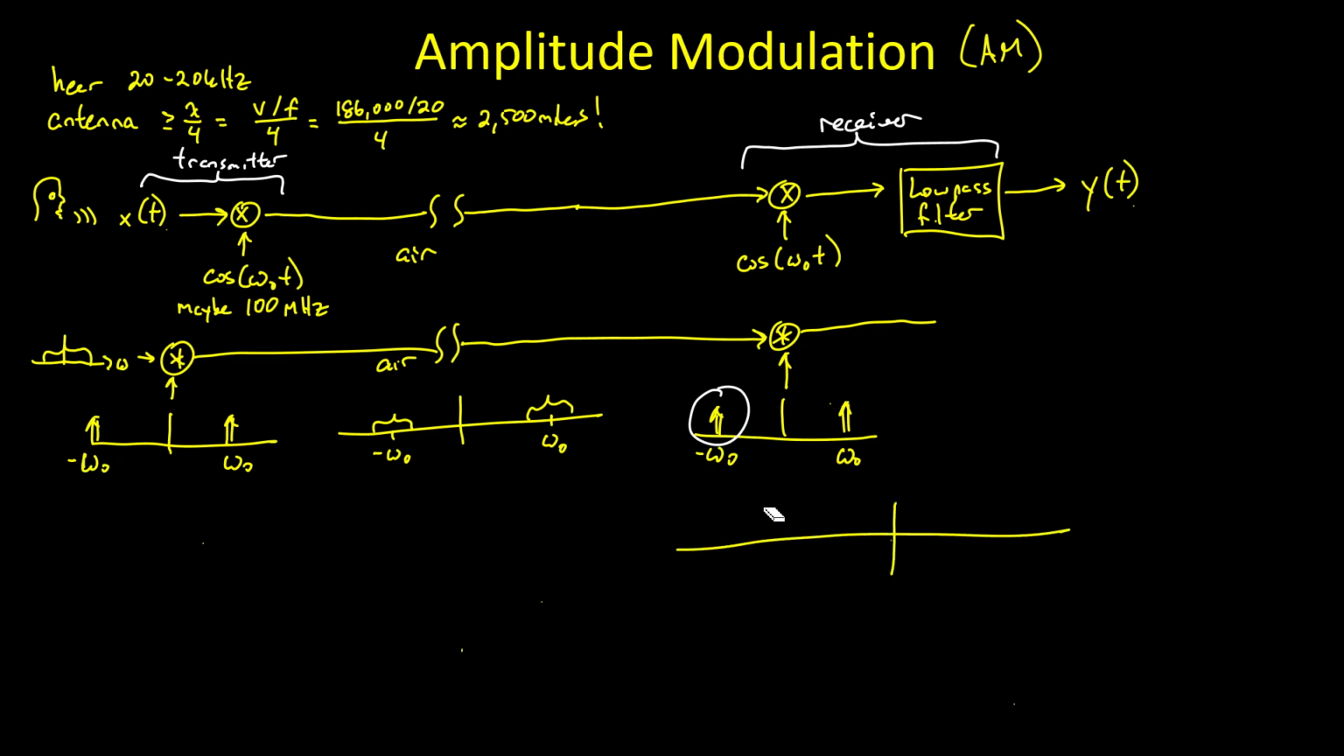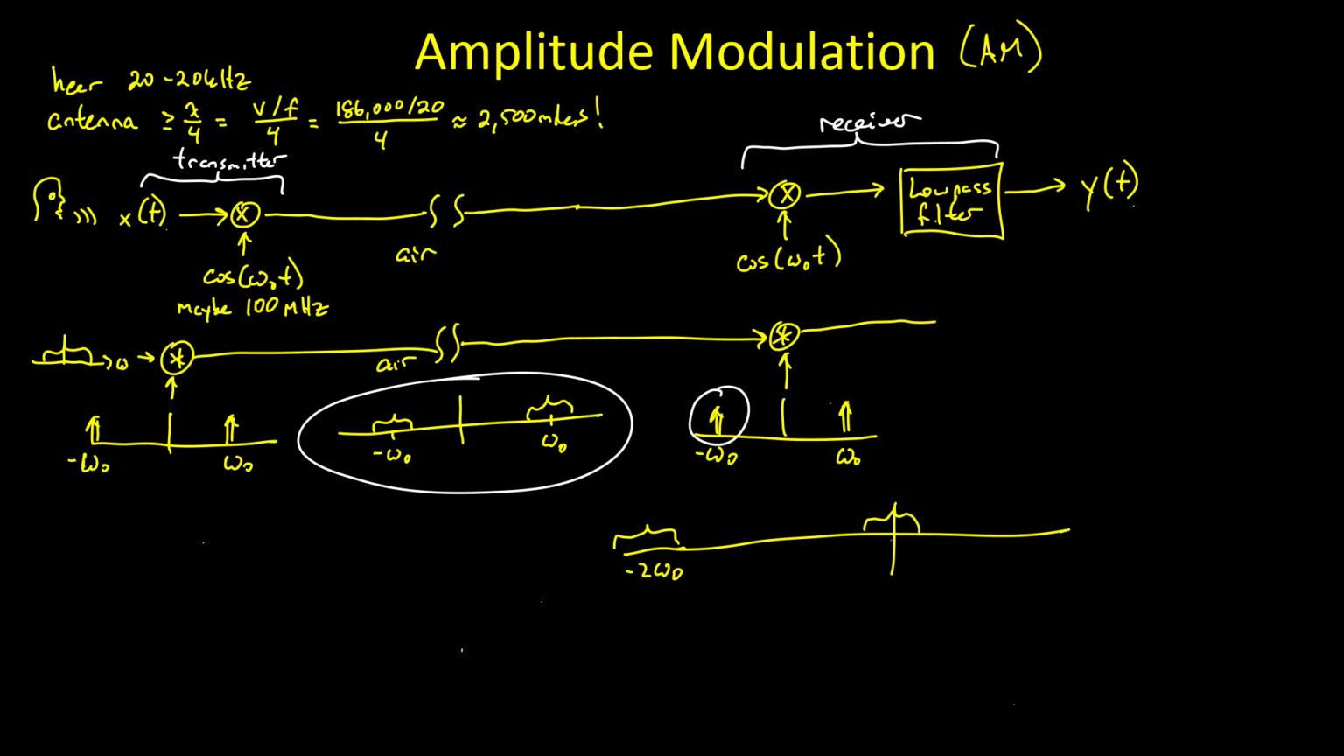Here we have this duplicating this at minus omega naught. So there'll be one at minus omega naught. We're going to shift this whole thing over by minus omega naught. So one will now be at minus 2 omega naught. And this one will be at omega naught, minus omega naught, or 0.